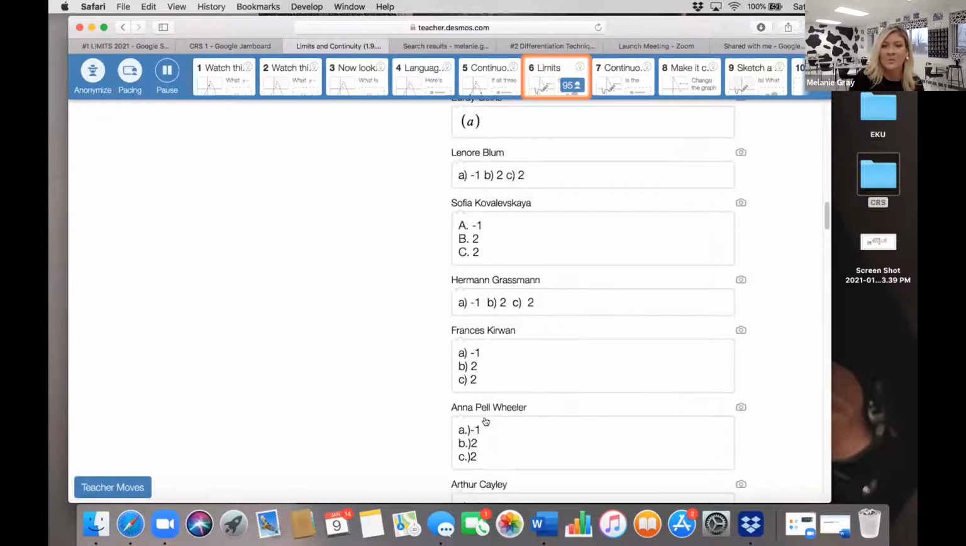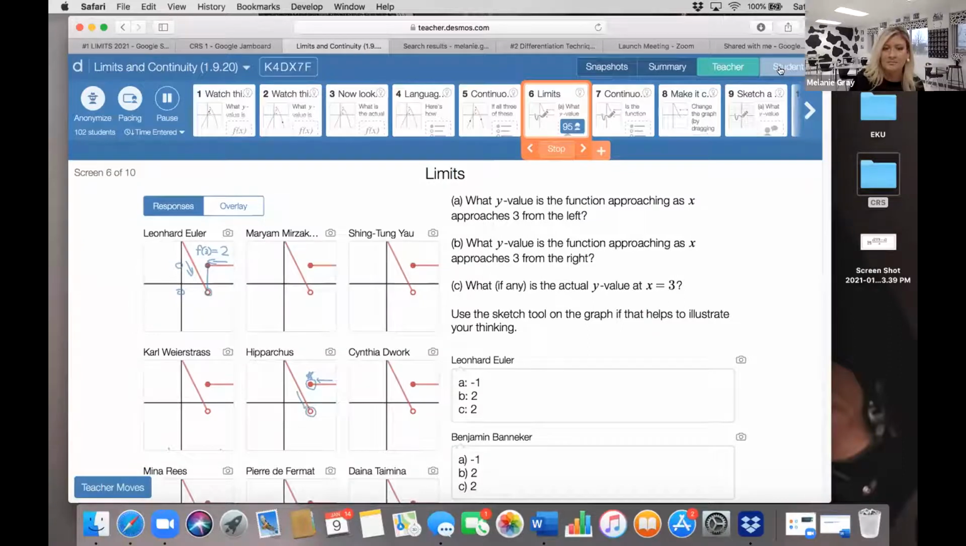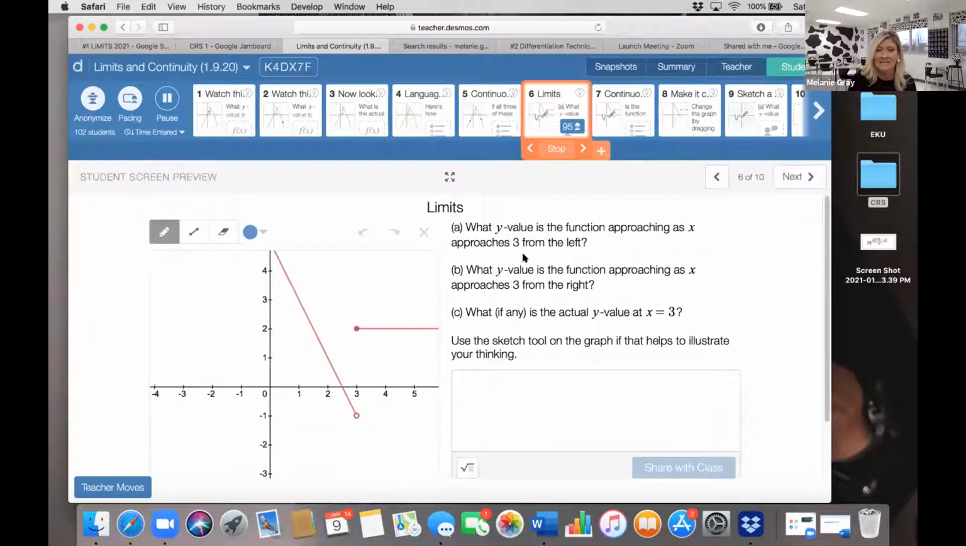So let's go back. Those are your responses. Let's go back and see, from the left-hand side, I would have to agree with you. We are approaching -1. From the right-hand side, we're approaching 2. And then for part C, the actual y value is this closed circle at +2 as well.